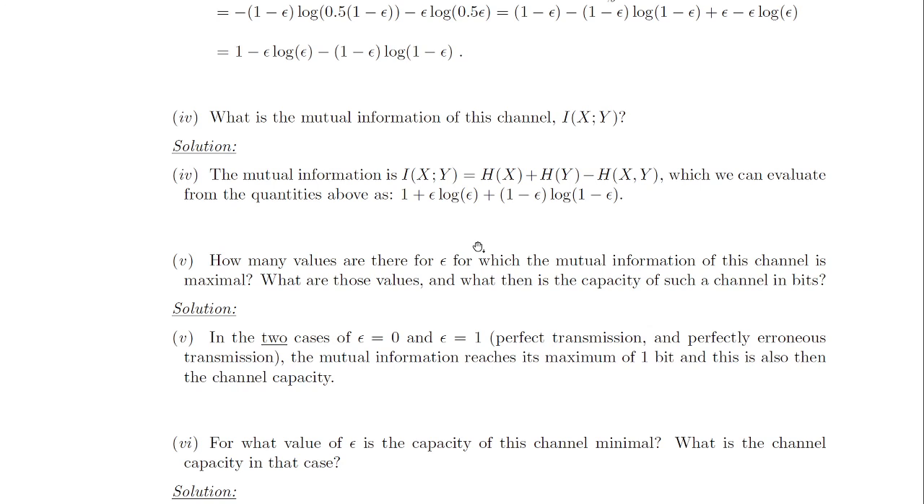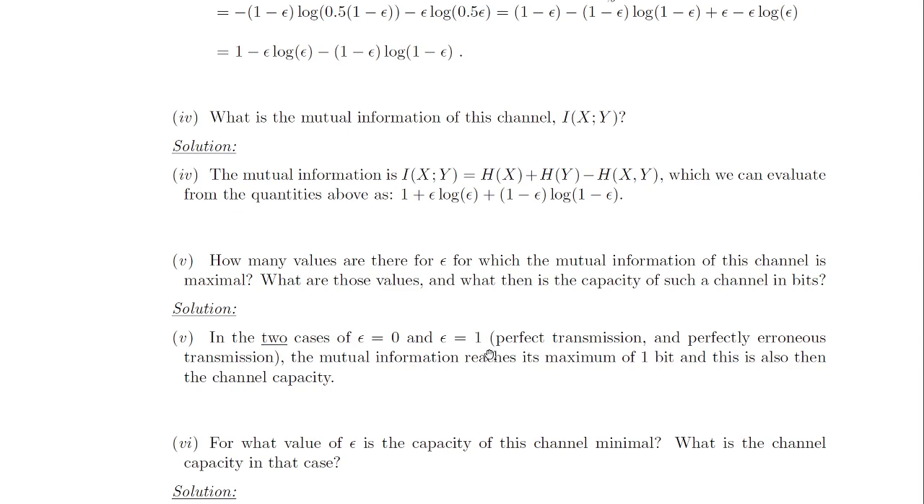And this, of course, is going to be a non-inverted U-shaped curve, otherwise known as a U-shaped curve, because it reaches maximum value. Well, we've gone through those aspects before. How many values of epsilon are there for which the mutual information is maximal? There are two cases, namely when epsilon is 0 and if epsilon is 1.